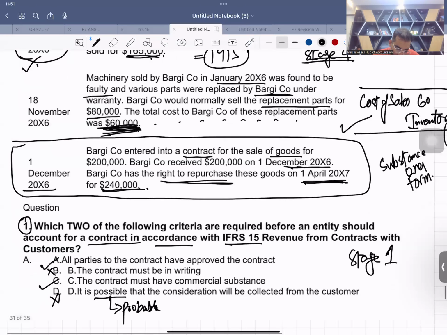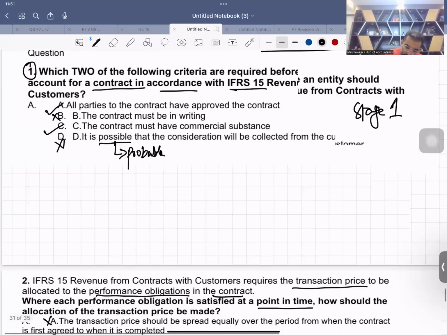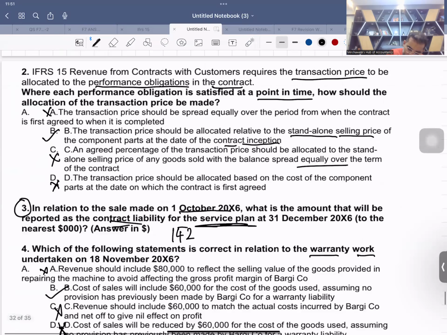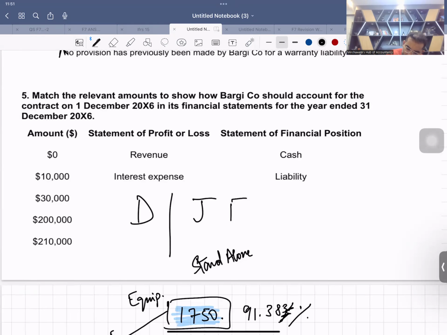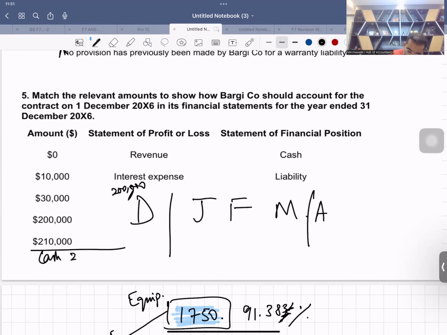Now let me make the sketch for you. This is the December month, the year end, then January, Feb, and March, and then you have 1st April. You took a loan of 200,000 here. So first of all, you'll make the entry: cash debit 200,000 and liability credit 200,000. Because in reality, this is not a sale, this is a loan. So cash debit and loan credit. This is the first entry.